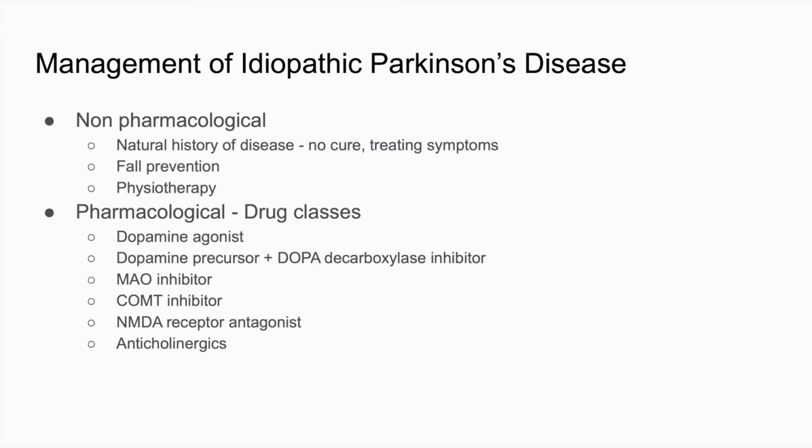The management of idiopathic Parkinson's disease can be split into non-pharmacological as well as pharmacological treatment. Firstly, patient education on the natural history of the disease, falls prevention as well as physiotherapy. For pharmacological treatment, these are the main drug classes: dopamine agonist, dopamine precursor plus dopa decarboxylase inhibitor, most commonly Madopar, monoamine oxidase inhibitor, COMT inhibitor, NMDA receptor antagonist, and finally anticholinergics for the treatment of tremors.